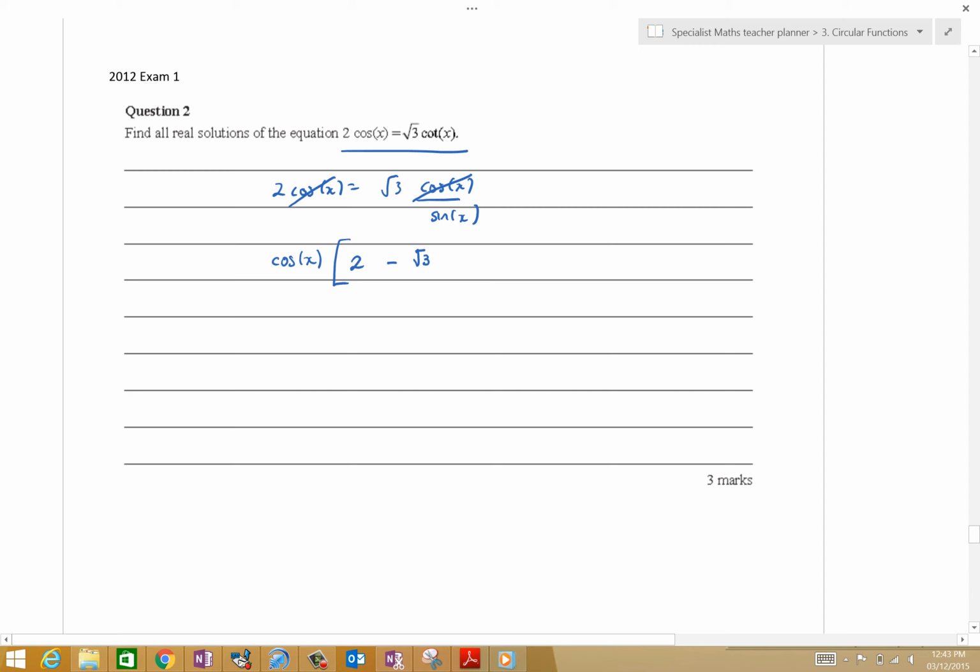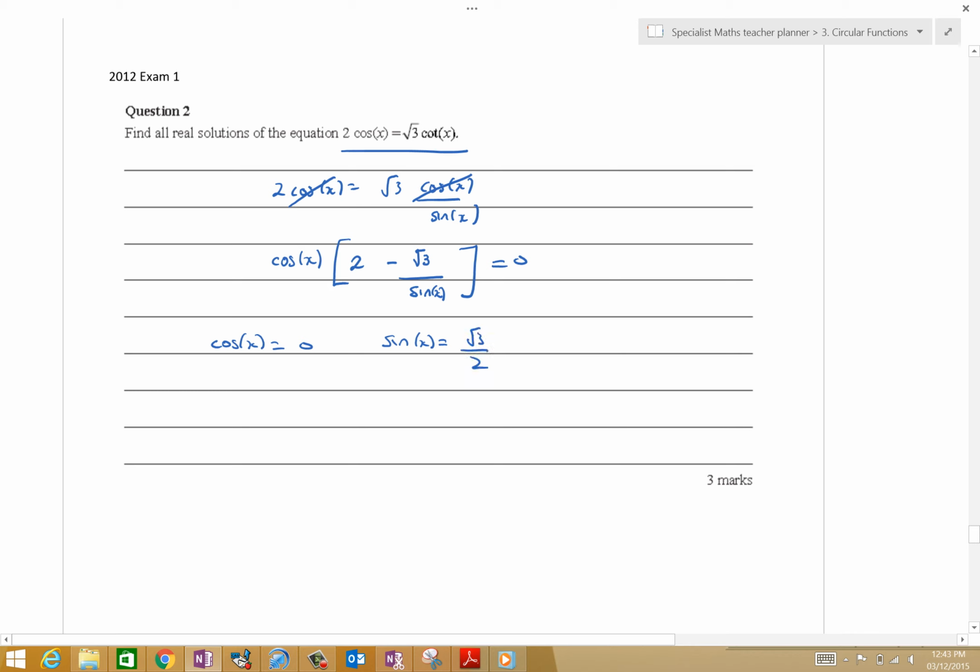We have 2 minus root 3 on sine of x equal to 0. Okay, good. So therefore we've got 2 things. We've got cos of x is equal to 0, and we've got 2 minus root 3 on 2 sine of x, so therefore sine of x equals root 3 on 2.